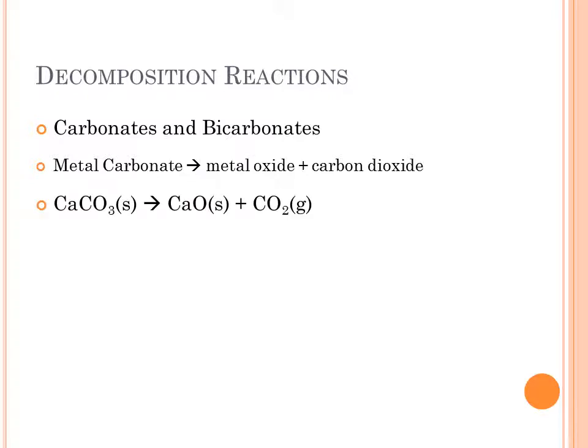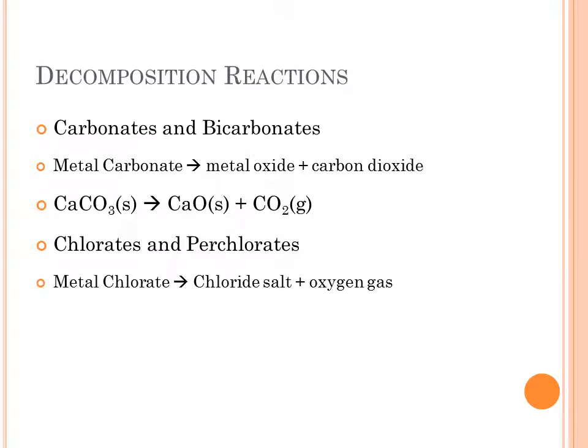For example, calcium carbonate, solid, you heat it, you form calcium oxide, which is the metal oxide for calcium, and CO2 gas. Chlorates and perchlorates will decompose as well when heated. The metal chlorate or perchlorate will decompose to form a chloride salt of the metal and oxygen gas. 2 potassium chlorates will decompose when heated to form 2 potassium chlorides and 3 oxygen gas molecules. And those are fairly predictable. Other ones are not as predictable.